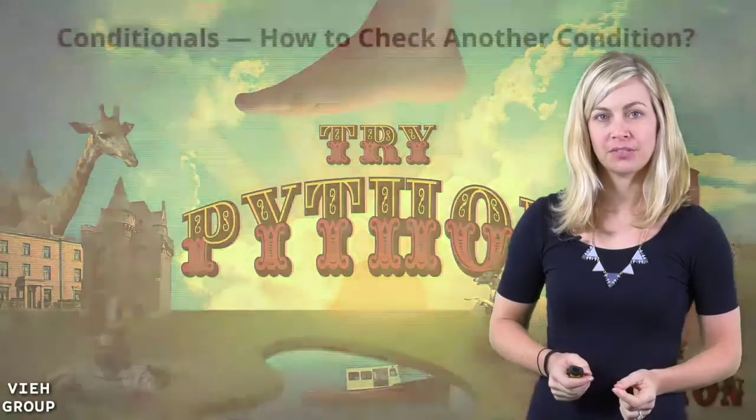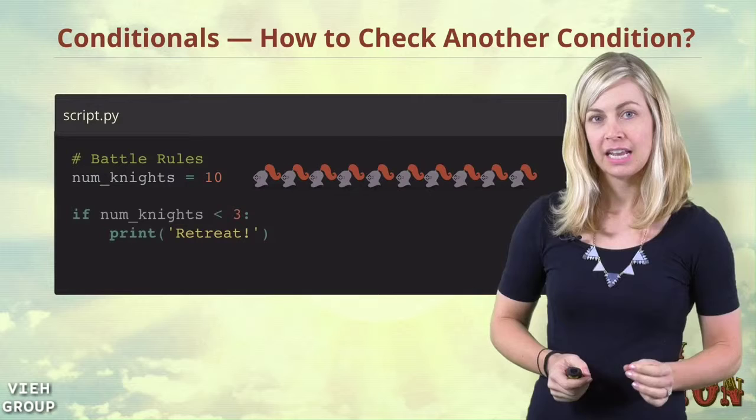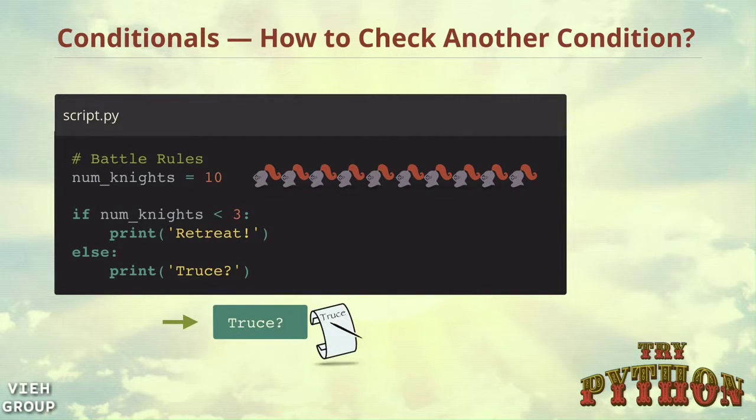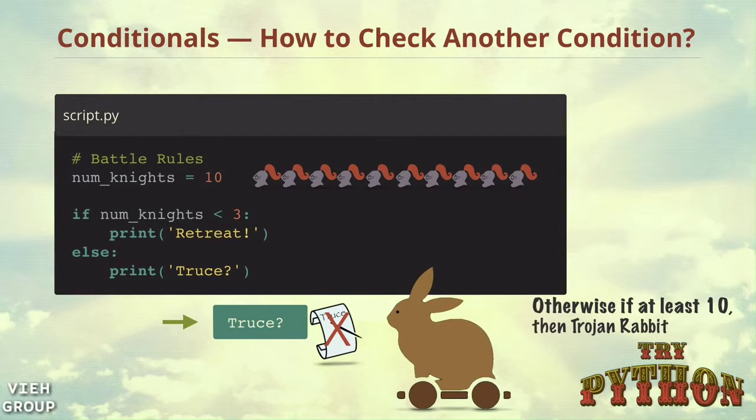Getting back to our rules of engagement problem, num nights is now equal to 10. And if you remember, if we have at least 10 nights, we want to cue the Trojan rabbit. So we want to add another conditional here that says, if there are at least 10 nights, cue the Trojan rabbit. It allows you to keep checking more conditions after the if statement is false and before the else statement.